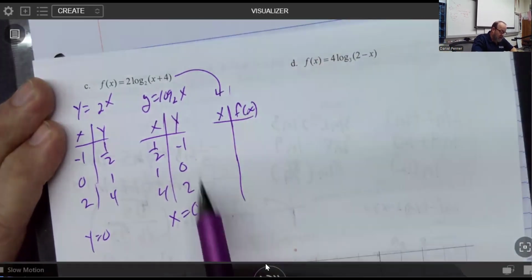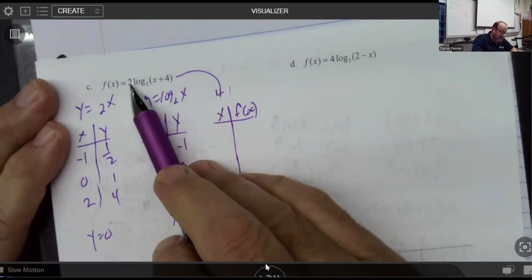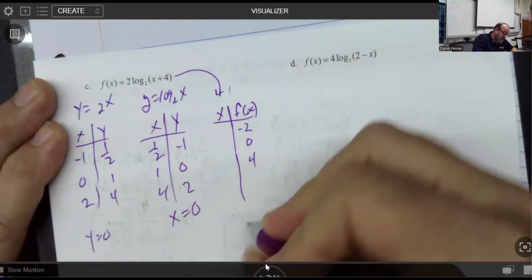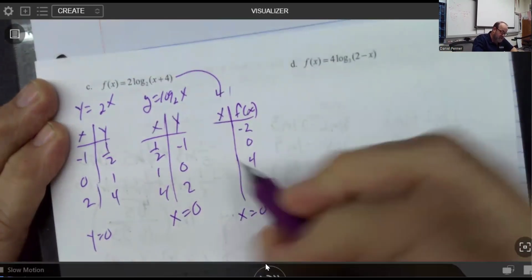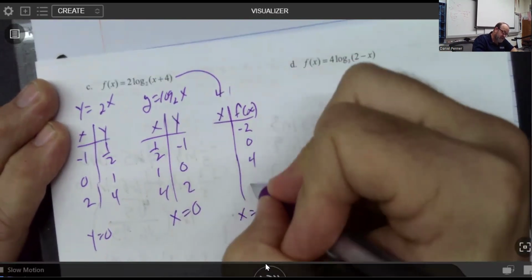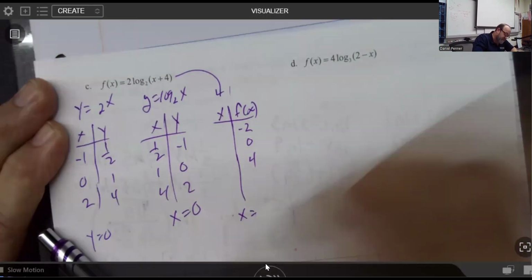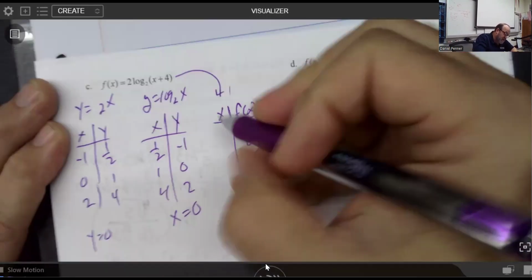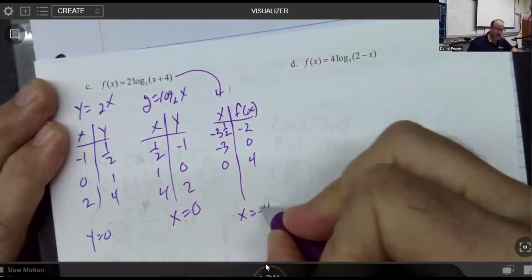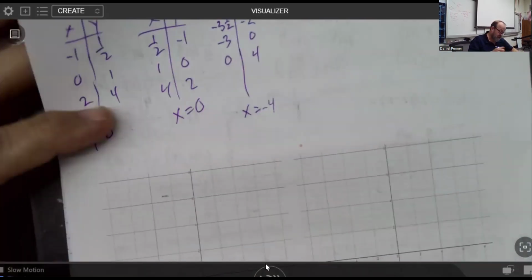And we are going to take this graph right here. We are going to double all the y values because that's sitting on the outside, -2, 0, 4. And we're going to subtract 4 from all of the x values. So if we subtracted 4 from all of the x values, that's going to be -3.5, -3, 0, and x equals -4. And that should be plenty to get my answer.